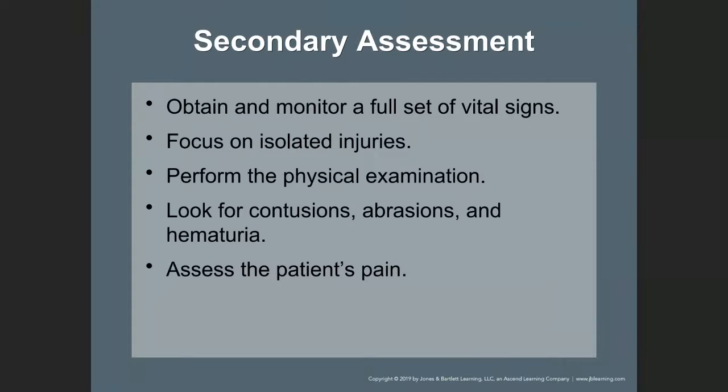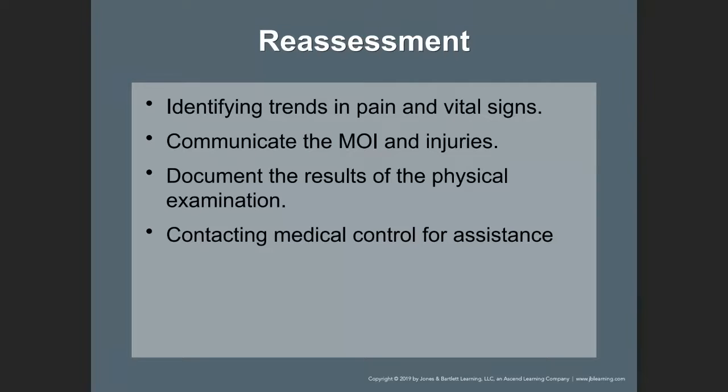Once you have completed the history taking phase, next is secondary assessment. Obtain and monitor a full set of vital signs, focus on isolated injuries, perform a physical examination, look for contusions, abrasions, and hematuria, which is blood in the urine, assess the patient's pain. Once we have completed the secondary, next is reassessment. Identify trends in pain and vital signs, communicate the MOI and the injuries, document the result of the physical examination, contact medical control for assistance.